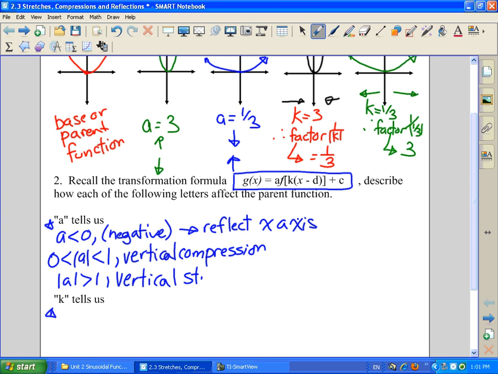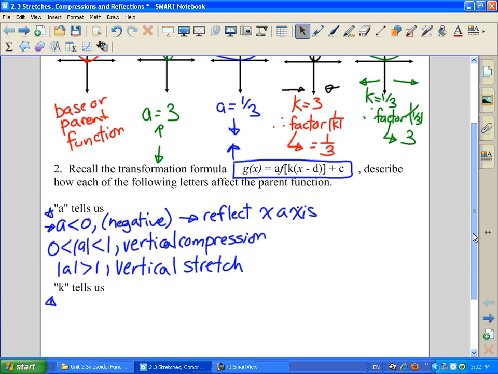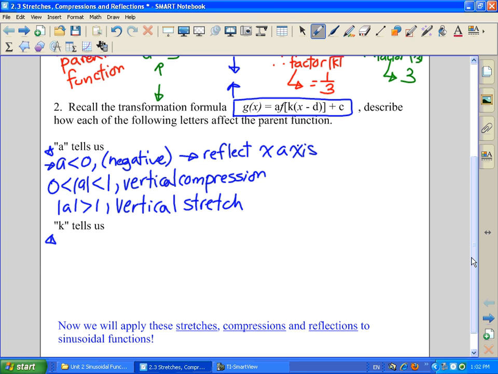You may be asking, hey, Mrs. R, why do we deal with absolute values here? Just remember, folks, if it's negative, that takes care of the flip. So the sign tells us we're reflecting in the x-axis. It's the value that tells us how much we're stretching or compressing. All right. Now we're going to take a look at the K value.